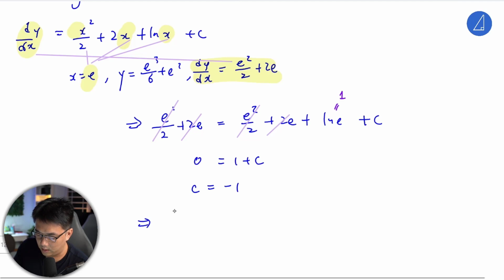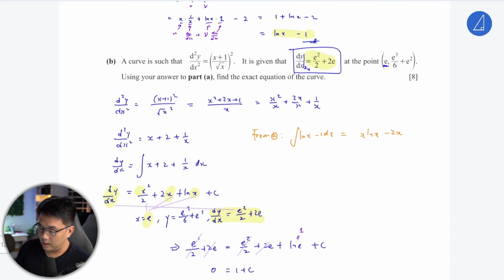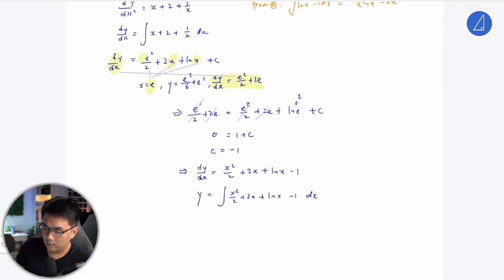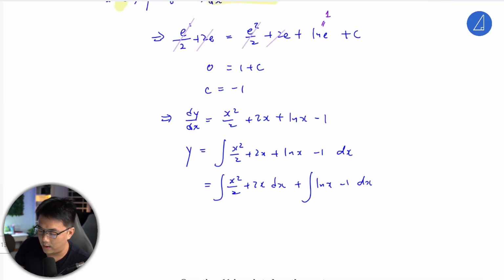So in other words, dy/dx we can now write as x squared over 2 plus 2x plus ln x minus 1. From the first part, we know that integrating ln x minus 1 will be x ln x minus 2x, so I can use the first part there. So y will be the integral of x squared over 2 plus 2x plus ln x minus 1 dx. From here we need to solve for y, so I'm going to separate this into 2x dx plus ln x minus 1 dx. This is from part A.